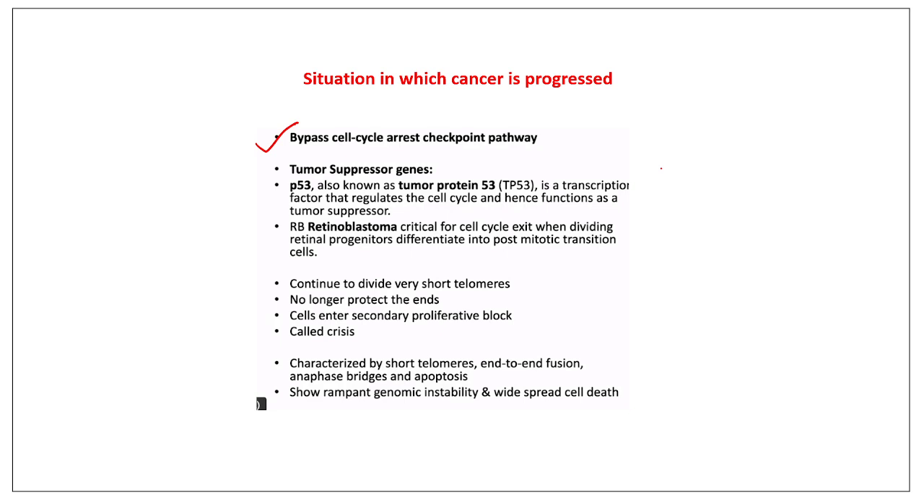If they are not expressed, then cells continue to divide with very short telomeres. No longer do they protect the ends. Cells enter a secondary proliferative block called crisis. So these are situations in which the cancer is progressed.